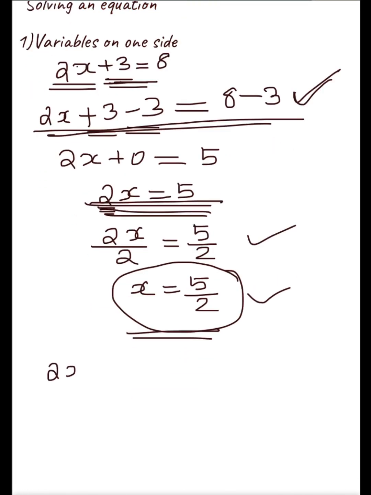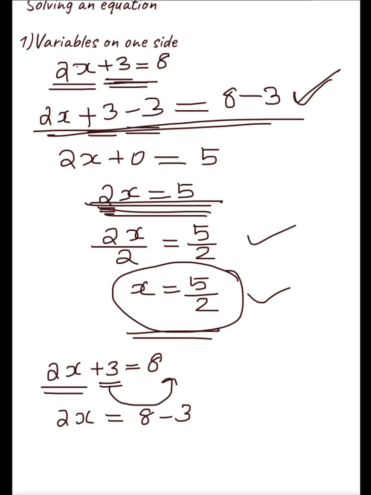So our question was 2x + 3 = 8. In the first step we subtracted 3 from both sides. Why? In order to get only 2x on the left hand side. Instead of doing that, you can also keep 2x here and just remove this 3 from here. For removing this 3, you can take it to this side. If you take a plus 3 to the other side, it will turn into minus 3, and you will get 2x = 8 - 3.